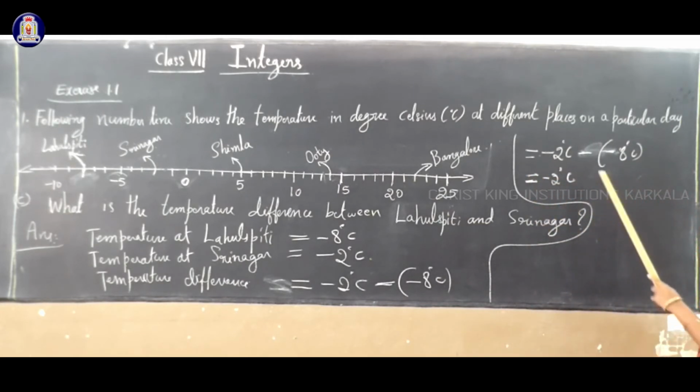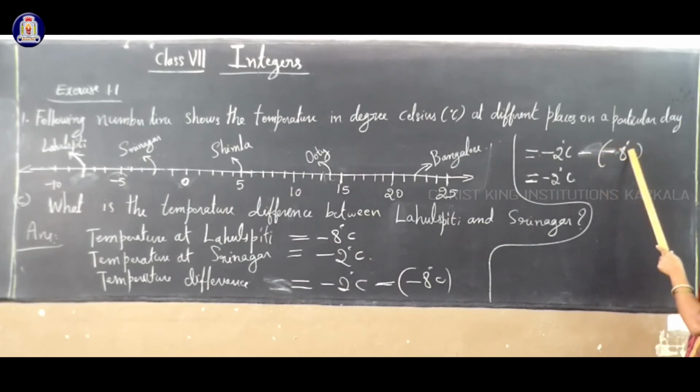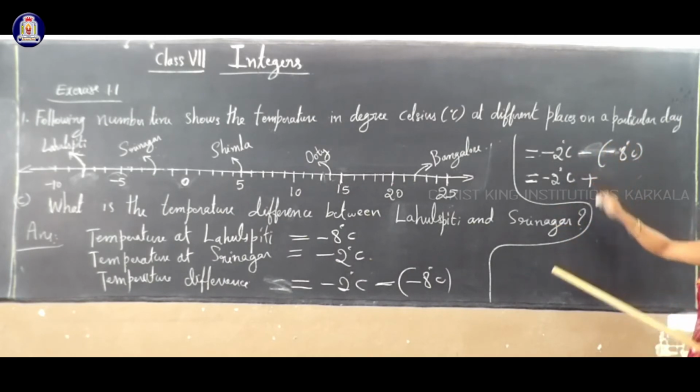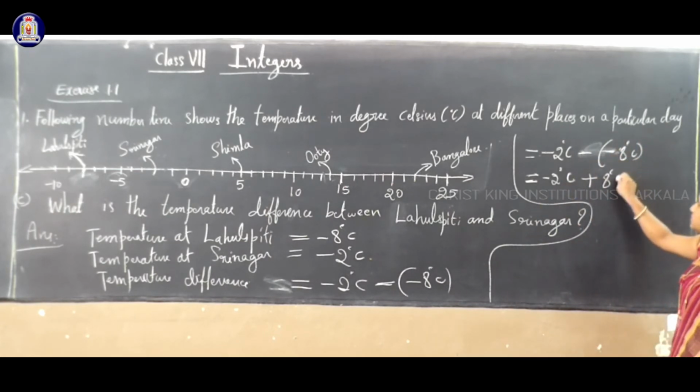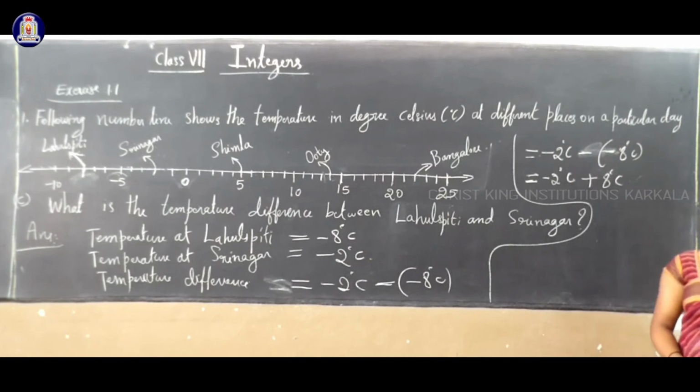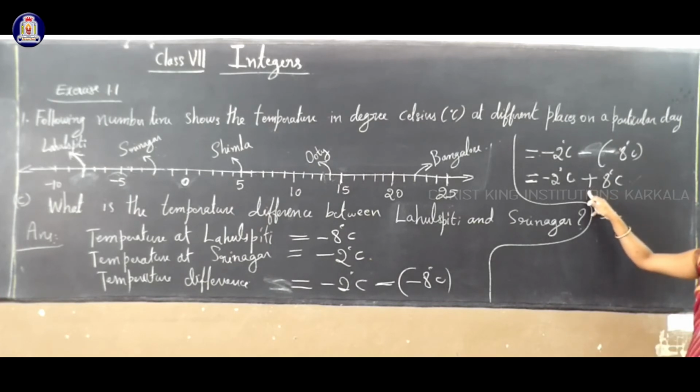Now we have to remove this bracket. To solve this, remove the bracket. What do you have to do? If you get a bracket in between these two signs, then you have to multiply. Multiply minus into minus; minus into minus is a plus. Clear? Then write this number as it is: plus 8 degree Celsius. -2 degree Celsius plus 8 degree Celsius. What is the answer? See the sign.